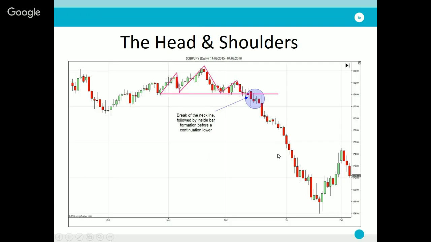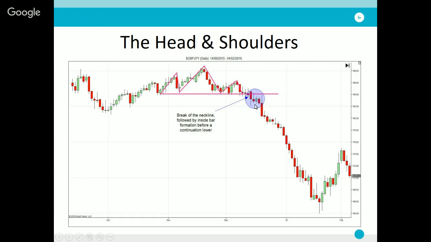So this is a really great setup to look out for, where we get this first impulsive move away from a pattern or away from a level. We get this big momentum bar, then momentum stalls out, and we get this formation of inside bars. This alerts us to compression in the market, and where we see this compression in the market, we can then expect that we're going to get an explosive move.